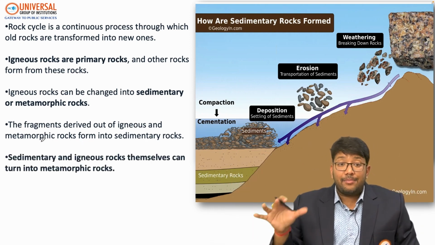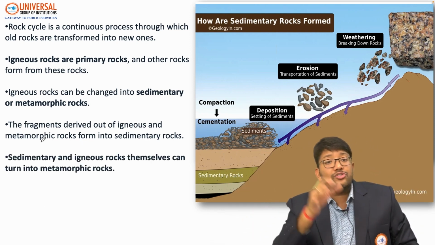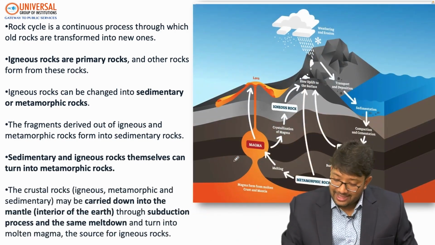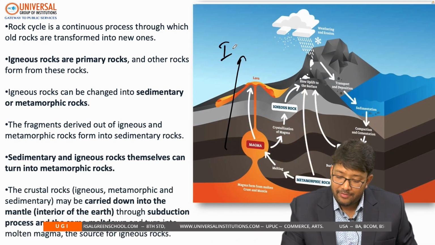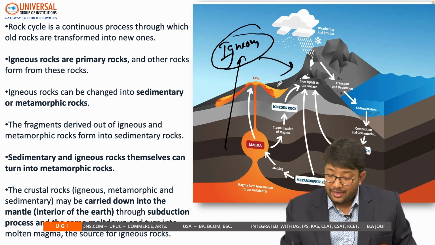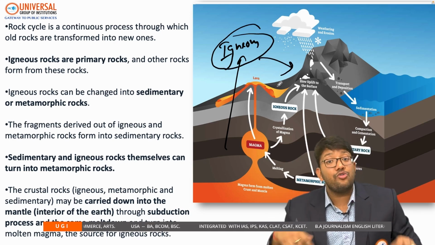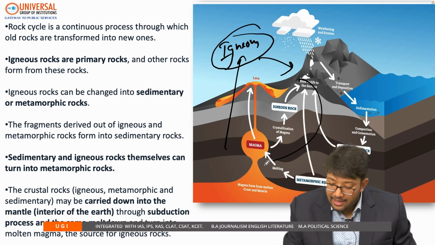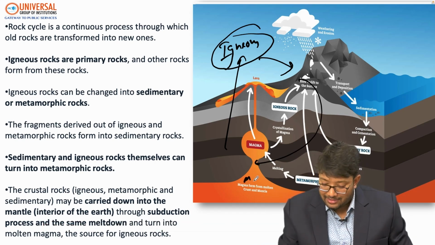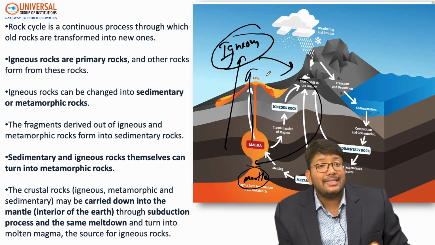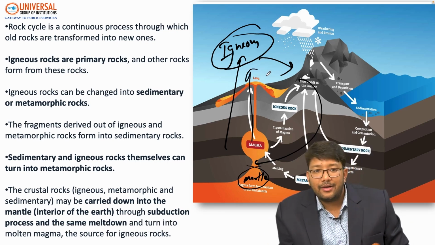Then sometimes sedimentary and igneous rocks also change into metamorphic rocks. So when the magma is coming out, which type of rocks will be formed? First of all, igneous rocks. After the deposition, sedimentary rocks will be created, and after some time, due to plate tectonics, these sedimentary or igneous rocks will go again into the mantle and become magma, and again it will come out in the form of lava. That is the full rock cycle.